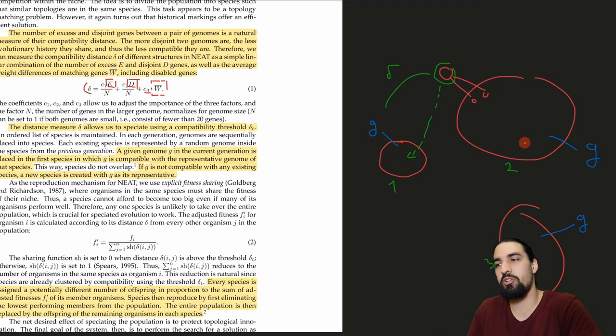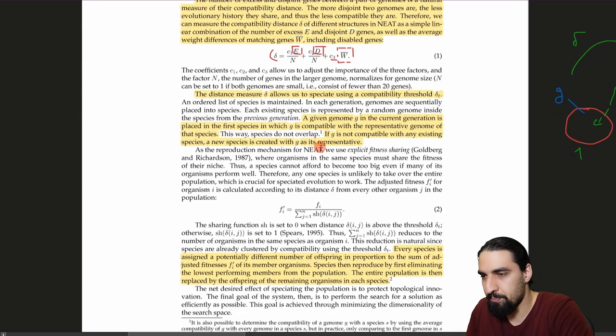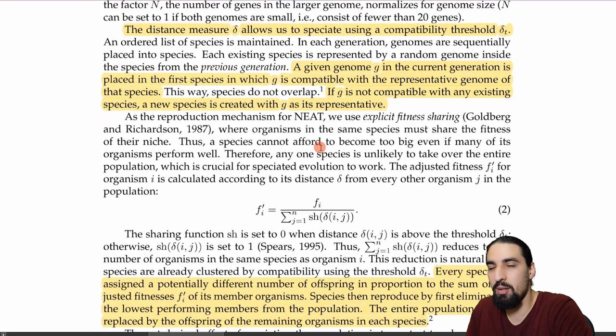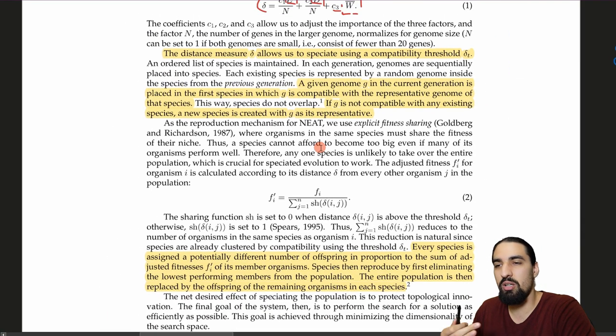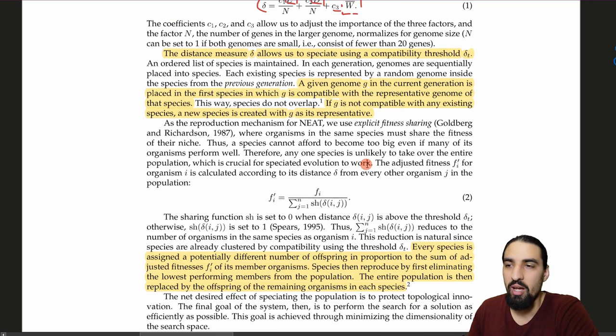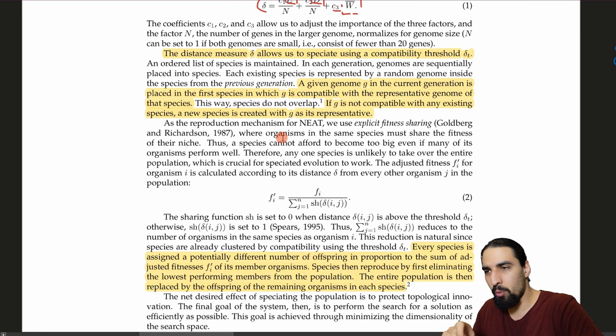Let's see how the fitness is determined. So fitness basically depends on the particular task at hand, on what you're trying to solve with NEAT. So fitness will be very, very domain specific. The important detail is that they use something called explicit fitness sharing, which means they do this.